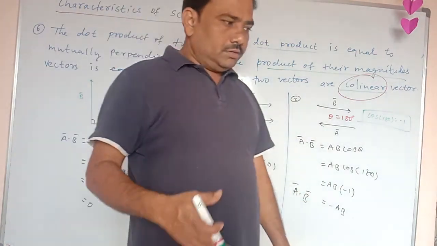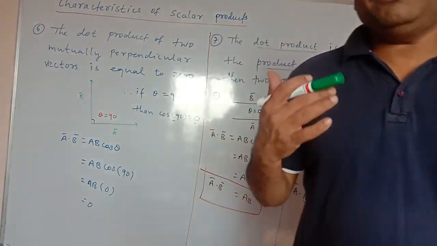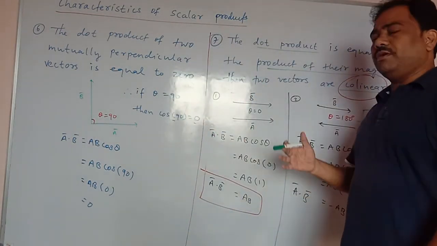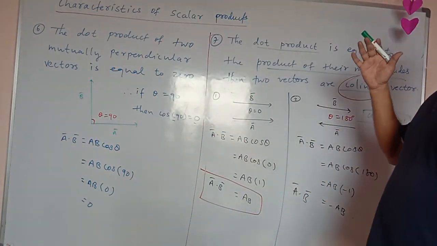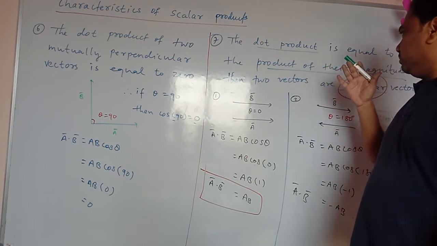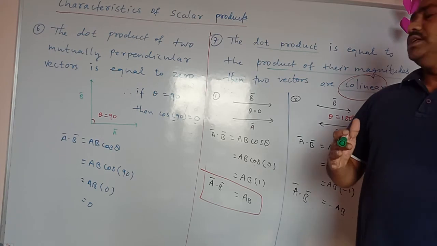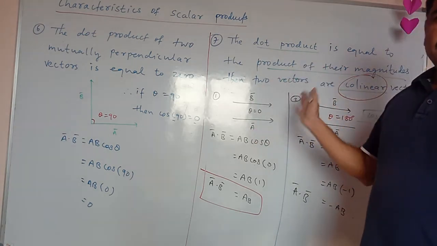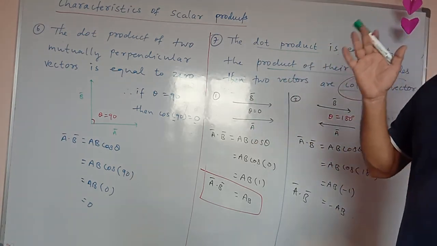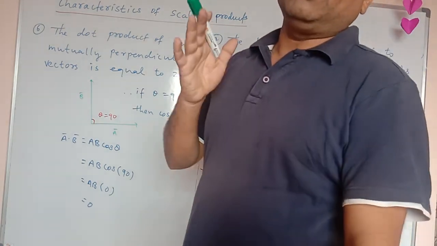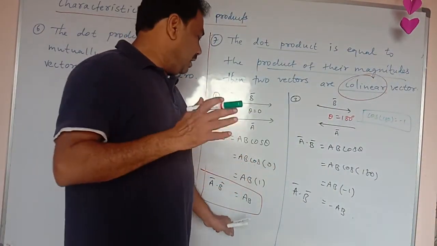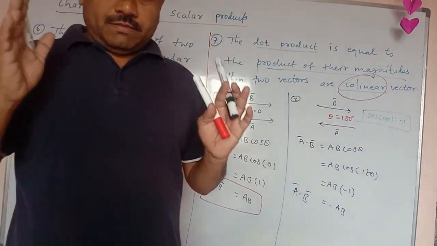Whenever we take the dot product of two vectors that are collinear, such vectors may be parallel or anti-parallel, and the dot product of such collinear vectors must be equal to the product of their magnitudes only.